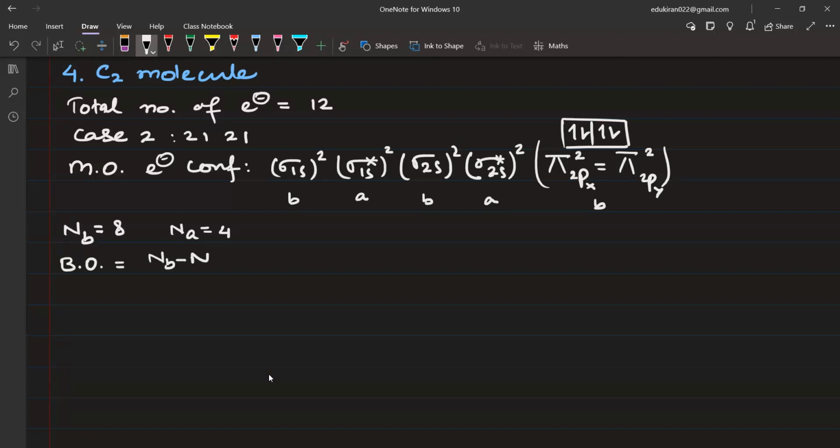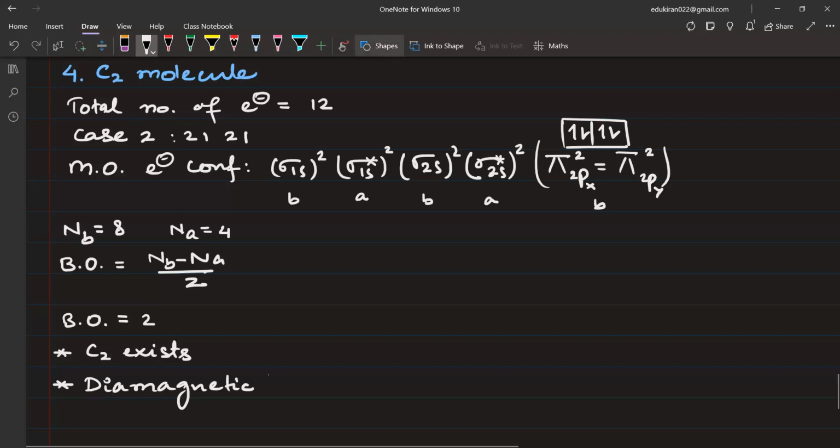Bond order is equal to NB minus NA divided by 2 ही होता है ना, right? So it will be equal to how much? 2. अच्छा, so C2 exists, yes or no? Yes, sir. C2 exists. Second point, para or dia? Dia, all are paired, see? Diamagnetic.